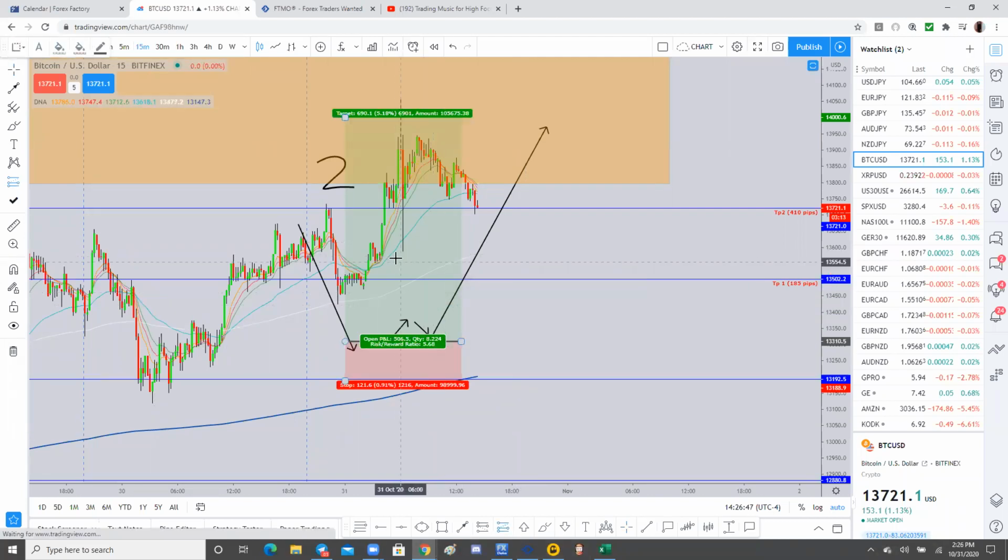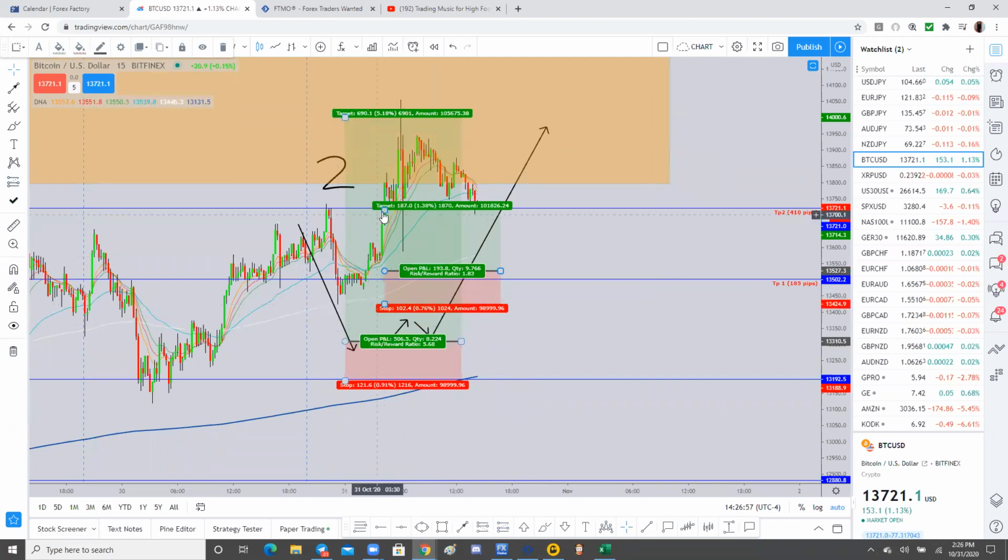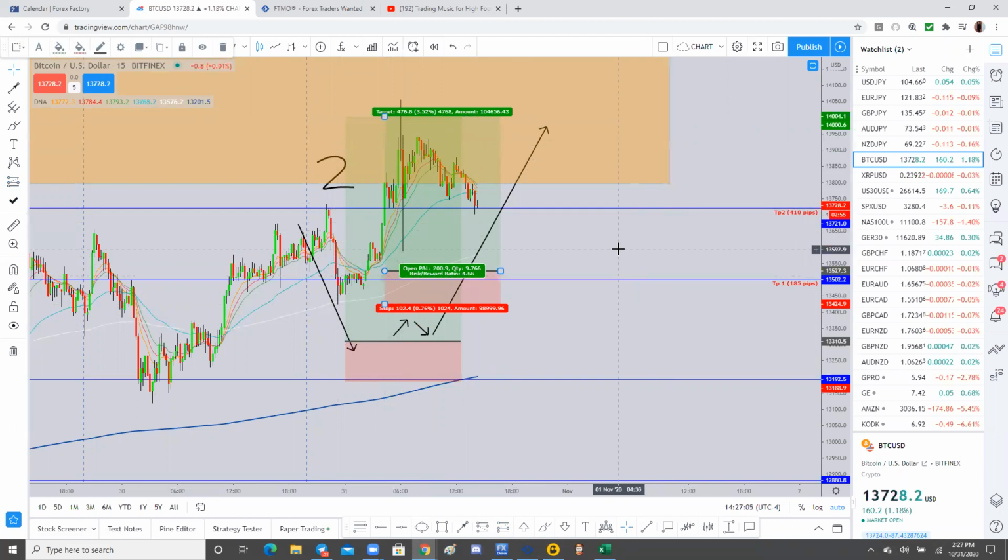So we would have risked 100 pips, which is the low of that candle. TP1, 187, TP2, 1400. So we would have made 478 pips off of 100 pips. See the proper risk management?